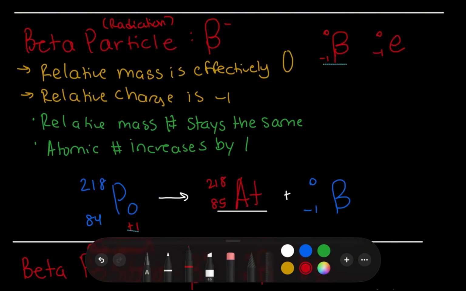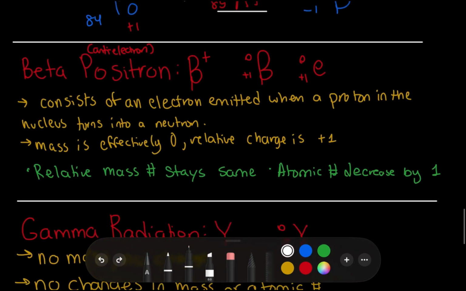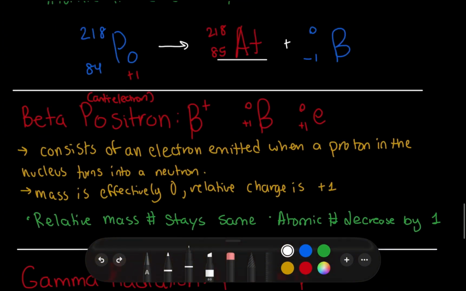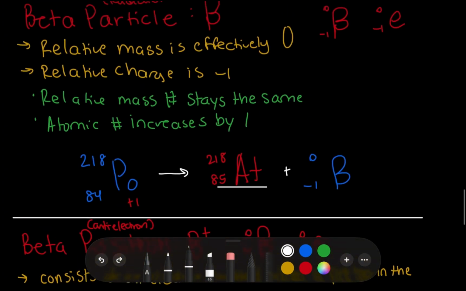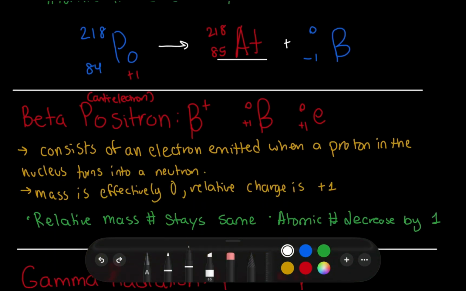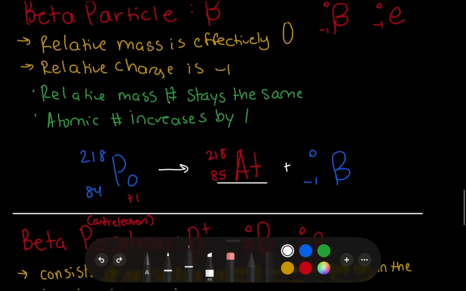And again, we know that this is a beta radiation equation because in the product side, we see that a beta particle is being emitted. Now here we have a beta positron and gamma radiation. In a beta positron, the only difference is that it's the same thing as a beta particle, except it's an anti-electron. So in this case, the relative charge is +1 instead of -1.